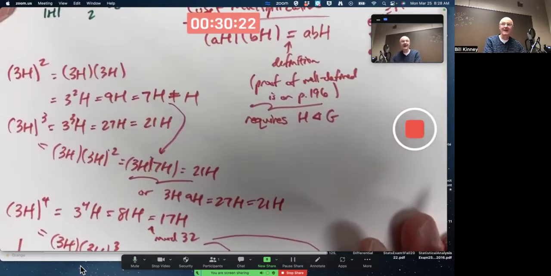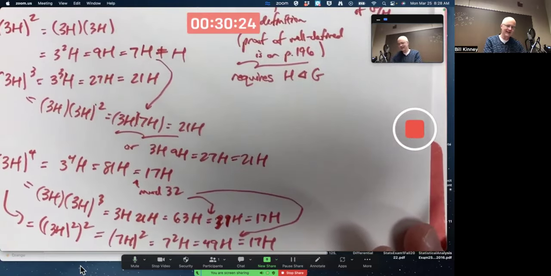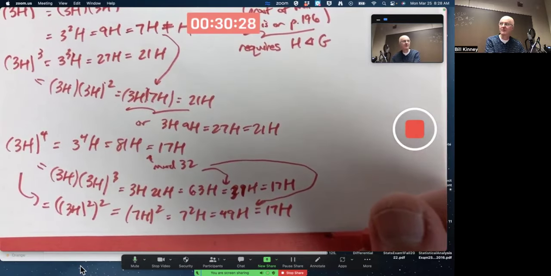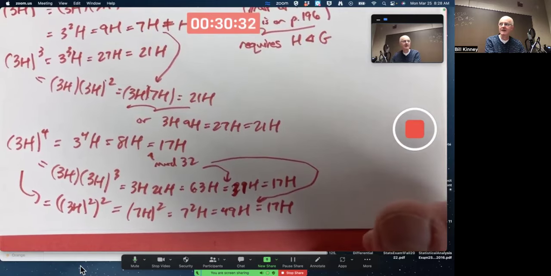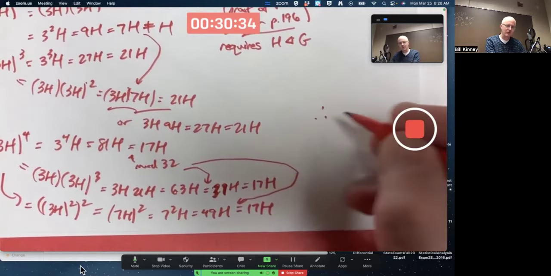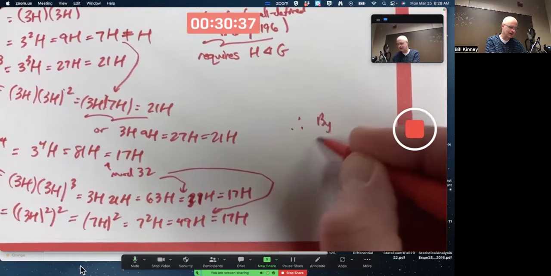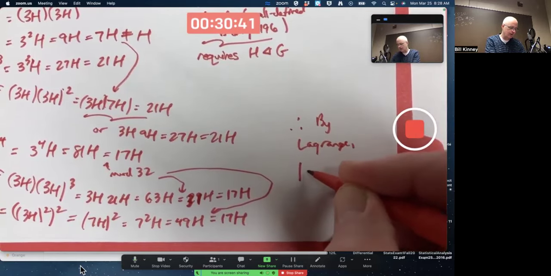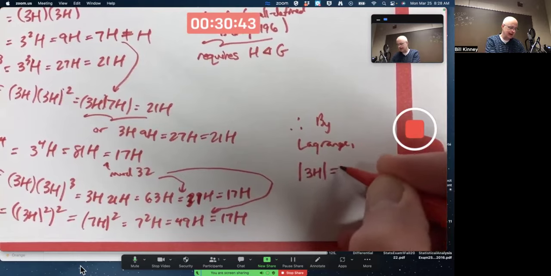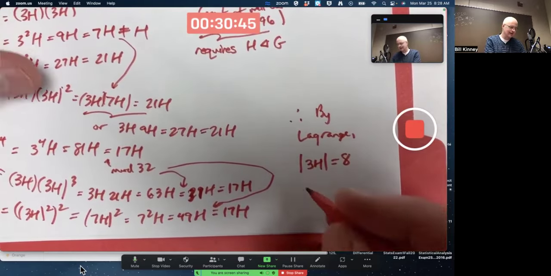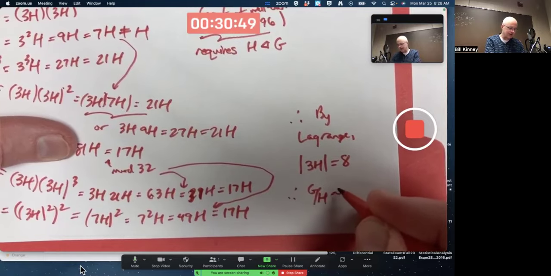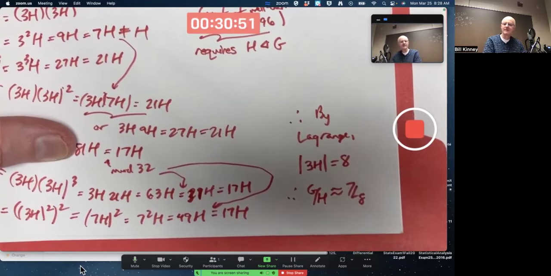I know the answer. 3H has got to have an order bigger than 4. By Lagrange's theorem, the only thing left is 8. I don't have to keep going. Therefore, by Lagrange, the order of 3H equals 8. Therefore, the factor group is, in fact, isomorphic to Z8. That's good enough.